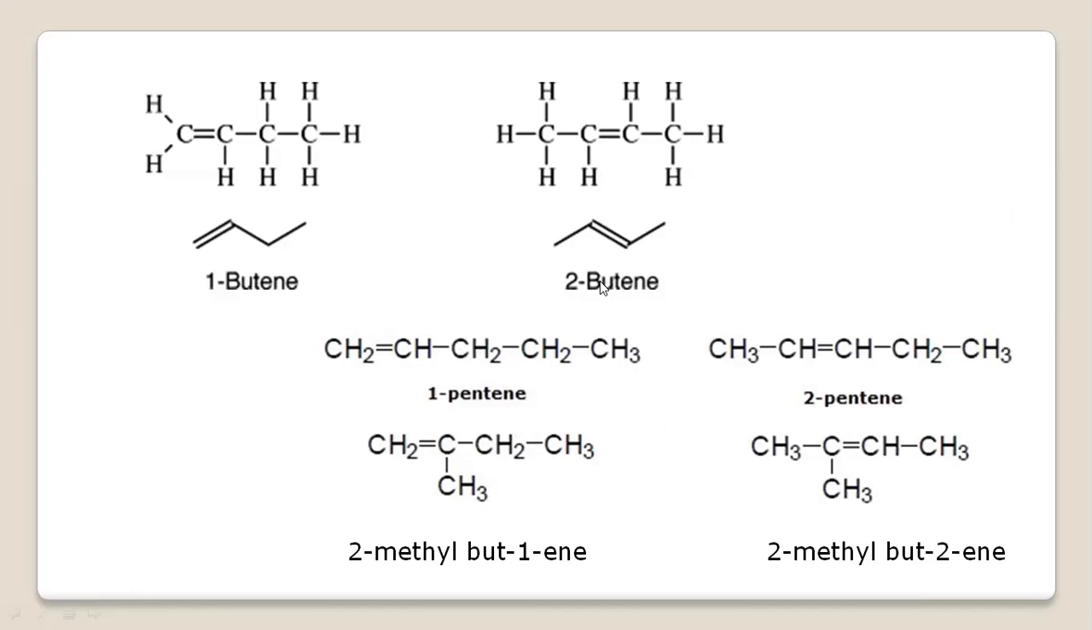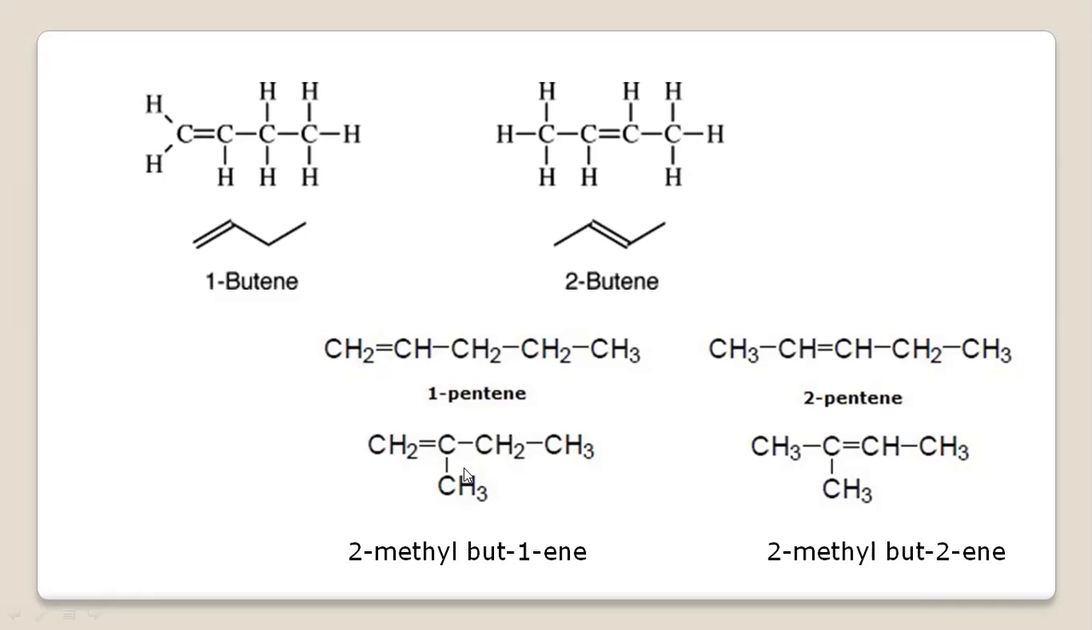1-butene and 2-butene. These two are positional isomers due to the change in the position of the double bond. Here both have the same number of carbon and hydrogen, but they differ in the position of the double bond. Here the bond is present between carbon number 1 and 2. Here the bond is present between carbon number 2 and 3, and therefore it is 1-butene and 2-butene, having the same molecular formula but different in the position of the double bond. Similarly, 1-pentene and 2-pentene. The position of the double bond is here between carbon number 1 and 2, here 2 and 3.